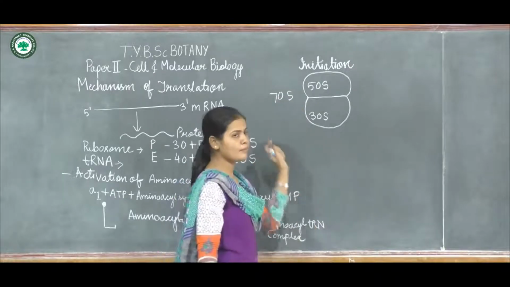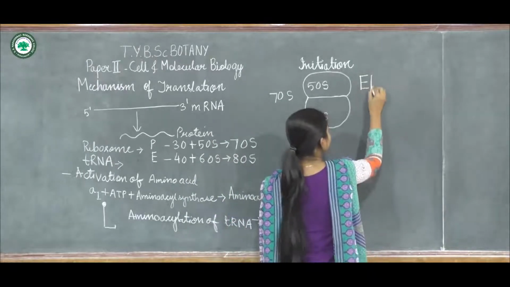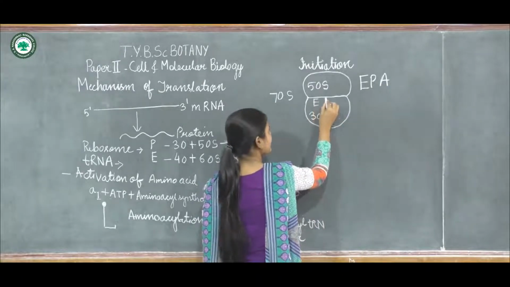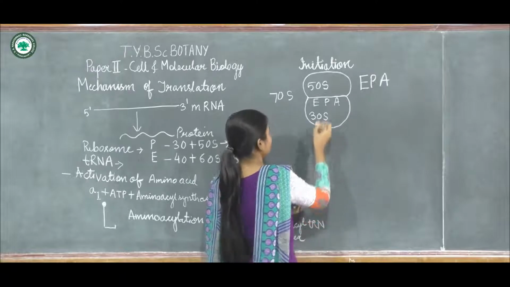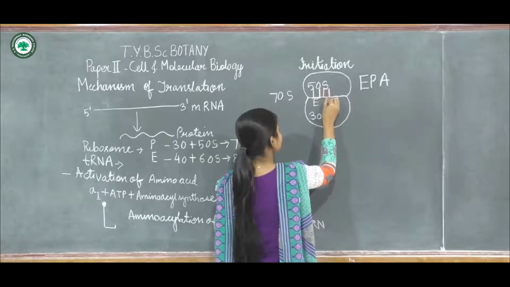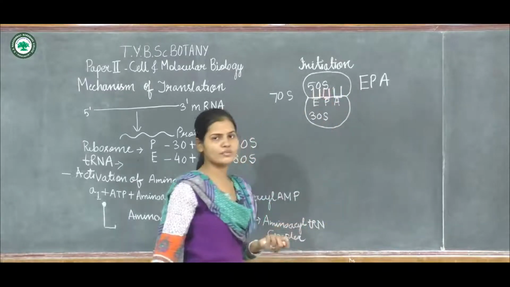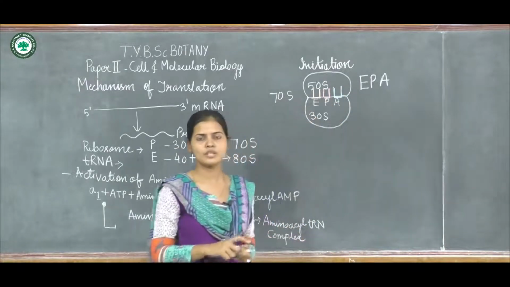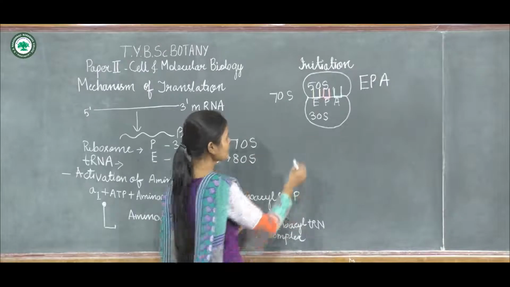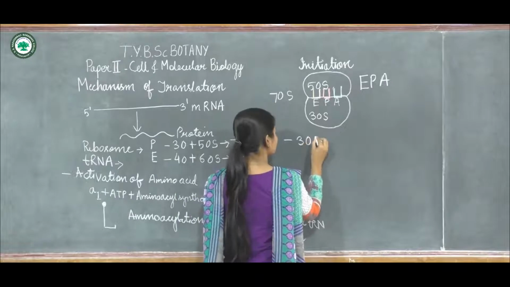This 70S complex of the ribosome has three sites, that is E, P and A site. Now it will be present here, E, P and A site. So these are the three sites of the ribosome. Now they are important for the further protein synthesis process. Now next, what will be there? Firstly, there will be assembly of the 30S subunit.